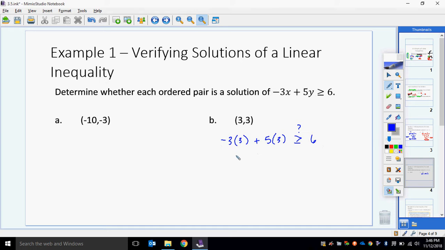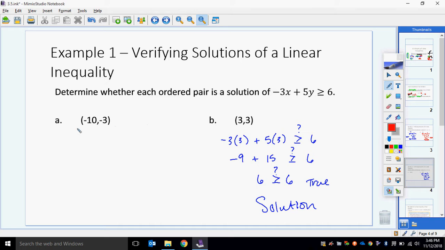So negative 3 times a positive 3 would be a negative 9, and 5 times 3 would be 15. I'm putting a question mark above the symbol because I don't actually know if it's greater than or equal to. Negative 9 plus 15 would be a positive 6. Is positive 6 greater than or equal to 6? Yes, it is. It's not greater than, but it's the or equal to part, right? They're equal. So because this is true, this would be a solution.